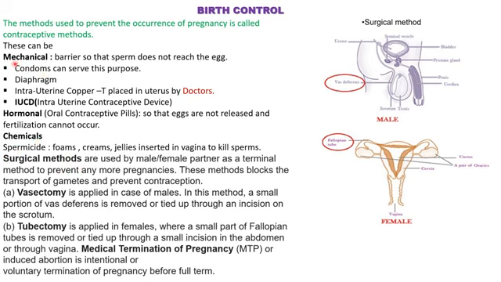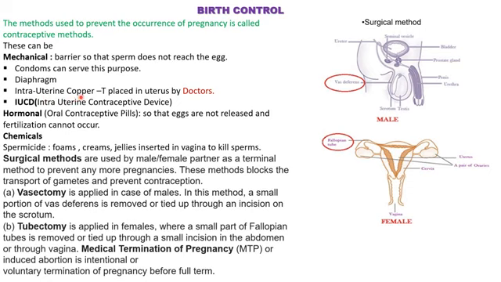Coming to the mechanical barrier, so that the sperm does not reach the egg. So what are the barriers? Condom. Condom can serve this purpose. Diaphragm in women can serve the purpose, which can be put in the vagina so that the sperm could not reach the fallopian tube.